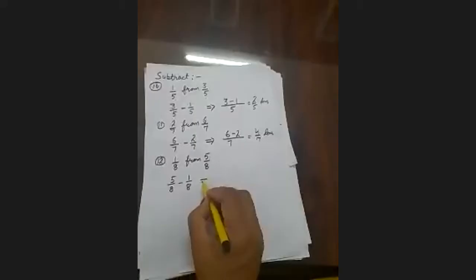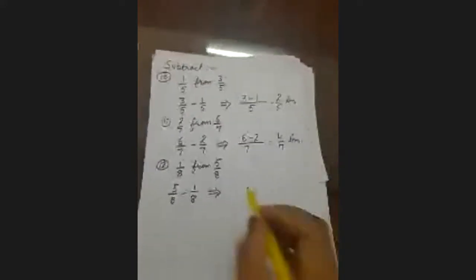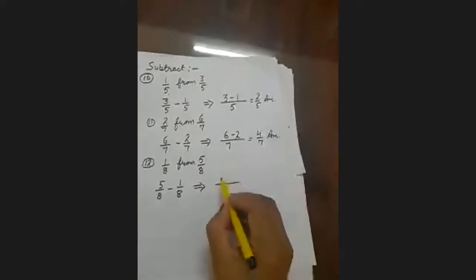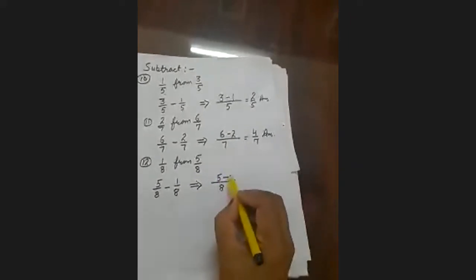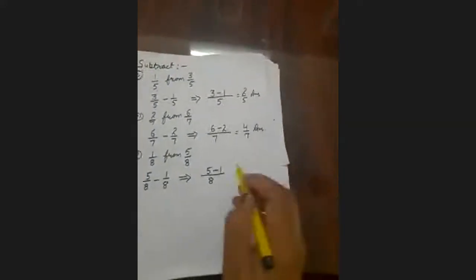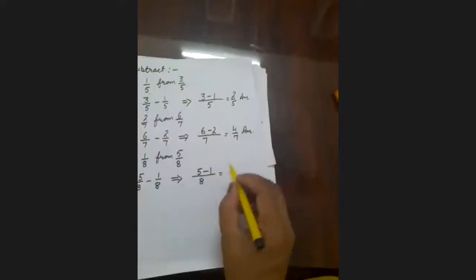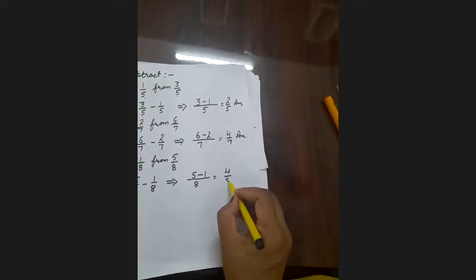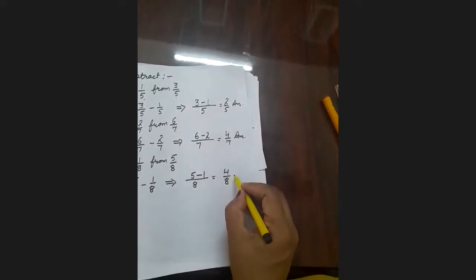5 upon 8 minus 1 upon 8. Now subtract, first we'll write 8 as the LCM. 5 minus 1. Yes, students, 5 minus 1 is 4. So your answer is 4 upon 8.